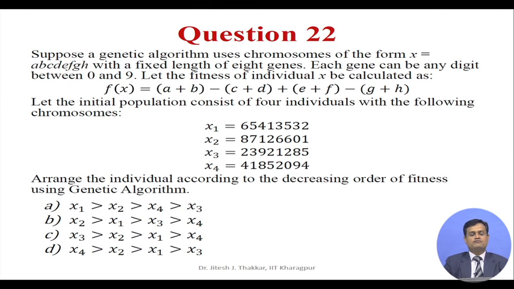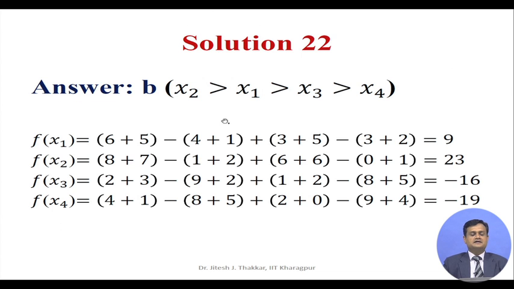X1 = 65413532, X2 = 87126601, X3 = 2392128, and X4 = 41852094. Now arrange the individuals according to the decreasing order of fitness using genetic algorithm. So you have options on the screen: A, x1 > x2 > x4 > x3, B, x2 > x1 > x3 > x4, and so on. And the correct answer is B, x2 > x1 > x3 > x4.